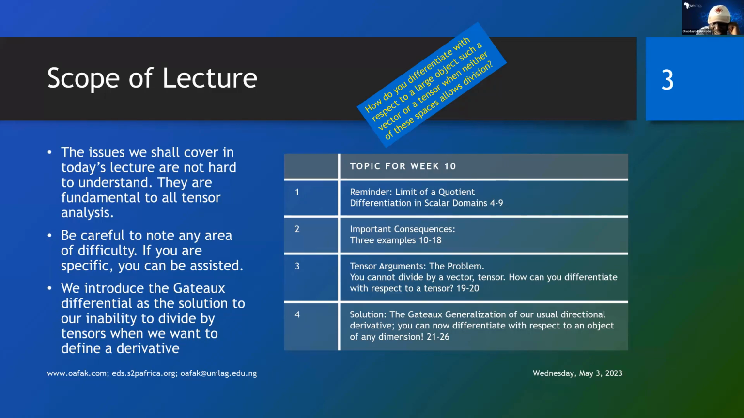When we did our directional derivative, we were looking only at vectors. We couldn't go further. The reason being that we had not done tensor algebra. Now we have done tensor algebra, we can carry that to a much higher level.